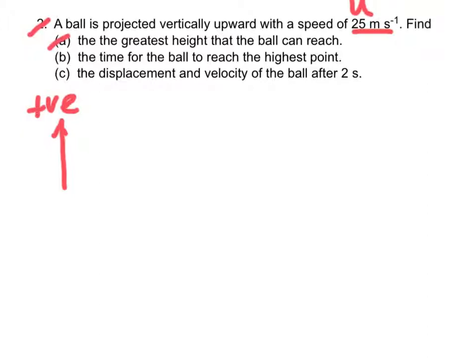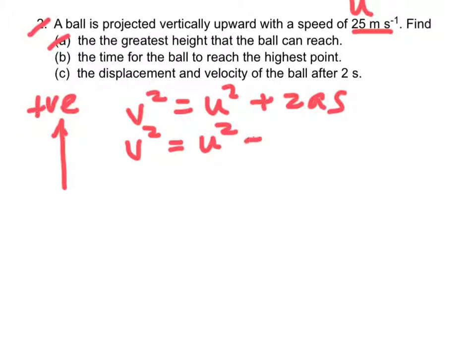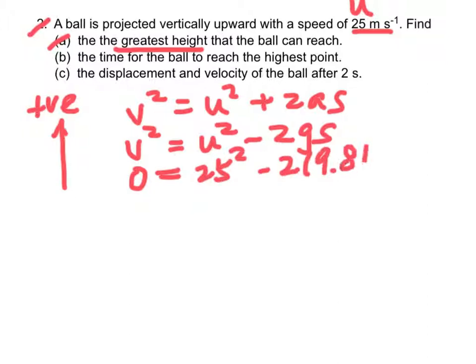For part A, apply the equation v squared equal to u squared plus 2as. We have v squared equal to u squared minus 2gs. Therefore, at the greatest height, we have v equal to 0. Therefore, 0 equal to 25 squared minus 2 times 9.81 s. The maximum height is equal to 31.9 meters.